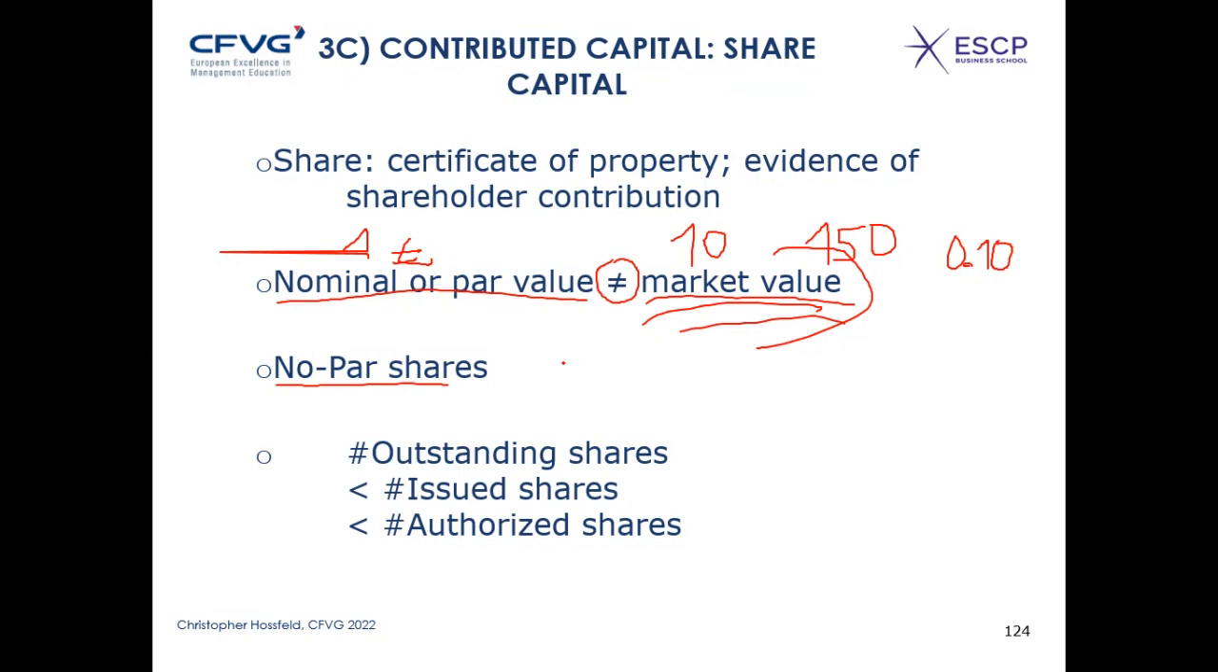Okay, but even for no par shares, it's like an optical trick because we have a calculatory par value. Because we have total share capital, we have the number of shares. Well, if I divide total capital by the number of shares, I have like a calculatory par value. So even if the par value then is not fixed in the statutes, there would be a calculatory par value.